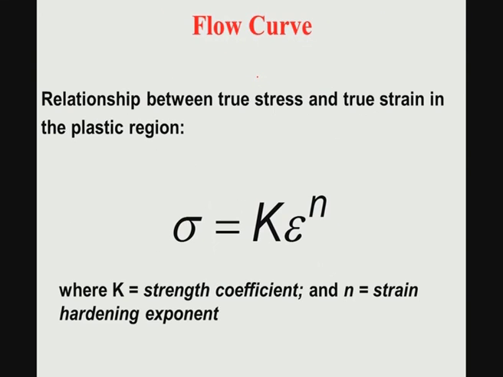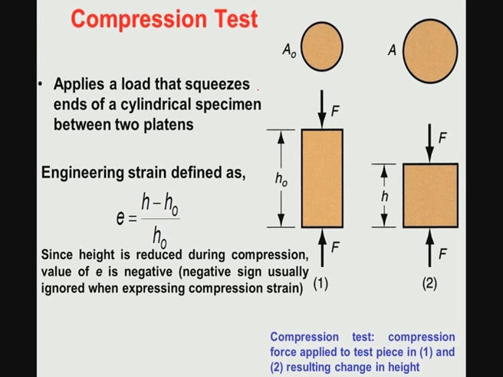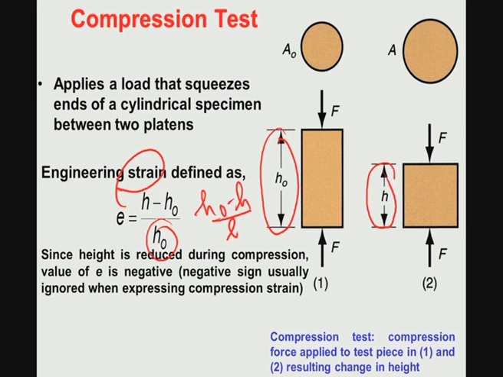Okay. Now, coming to the other test, it is called compression test. In the compression test, I have already mentioned how to define the strain. Defining the strain means what is the final height h, and what is the initial height h naught, that gives you the strain. Okay. Now, you can do it this way, or you can do it in reverse way also, like h naught minus h divided by h naught.